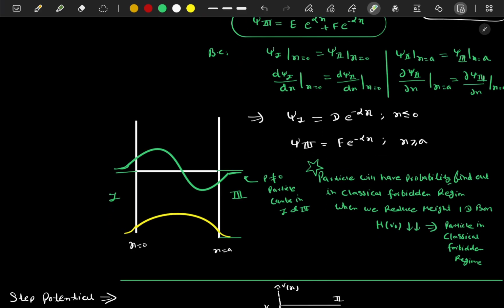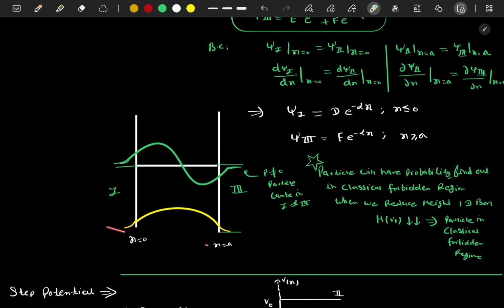So it is showing us that the particle has a probability of being found in the classically forbidden region. It is showing us that the particle can be found in the classically forbidden region. There is a certain probability; the probability is not 0. This is the classically forbidden region, for first and third. So in both these regions the particle can be found. Here also.